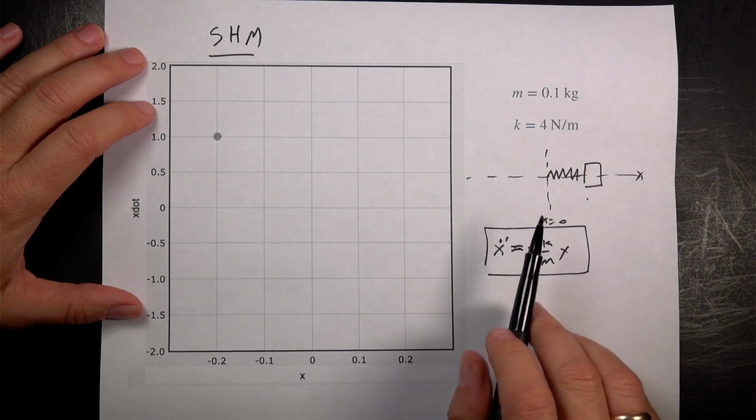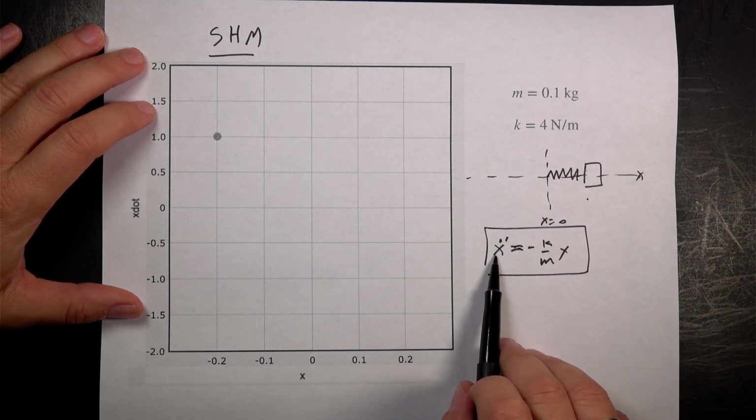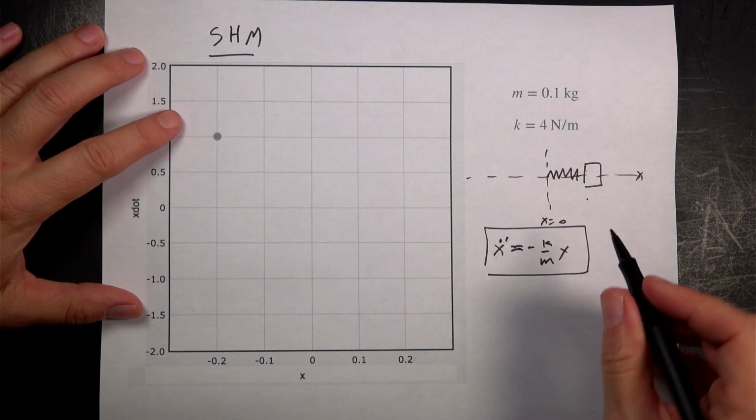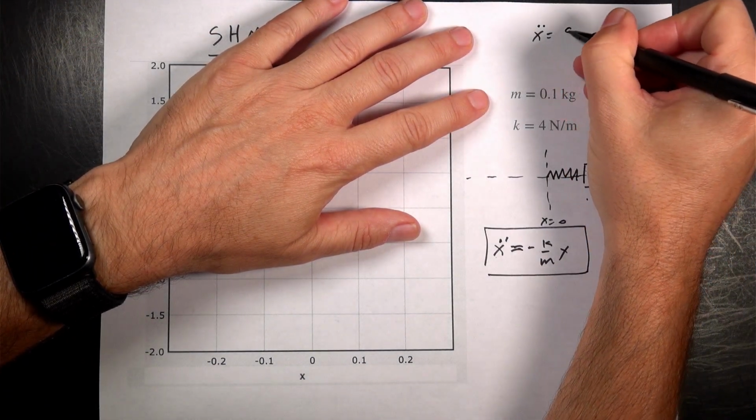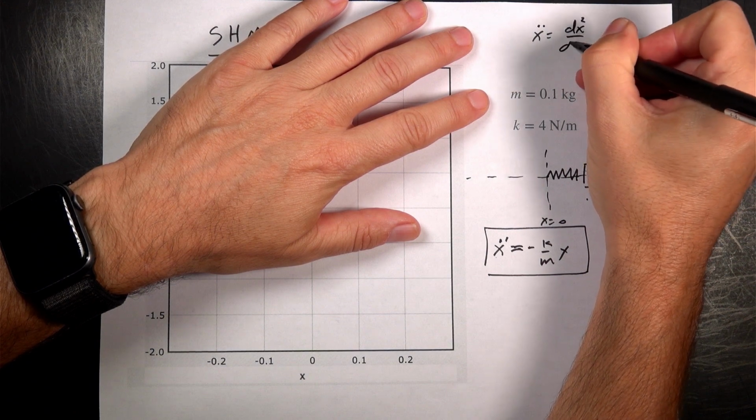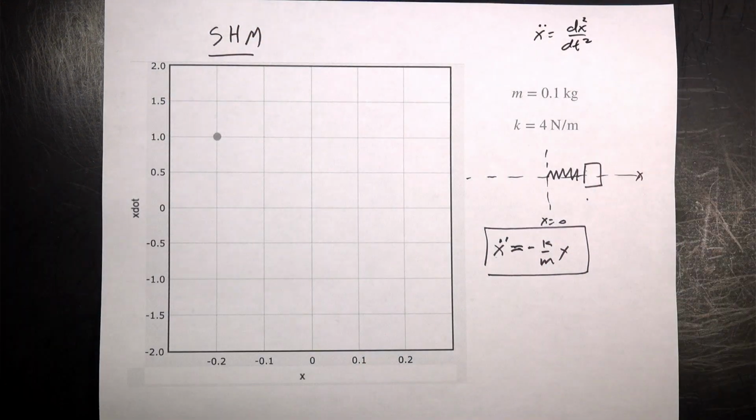I'm skipping over some steps here because I think we've done this before. So the second derivative of x with respect to time is negative k over m times x. And yes, I'm using the notation x double dot for the second derivative of x with respect to time. That's the notation we use.